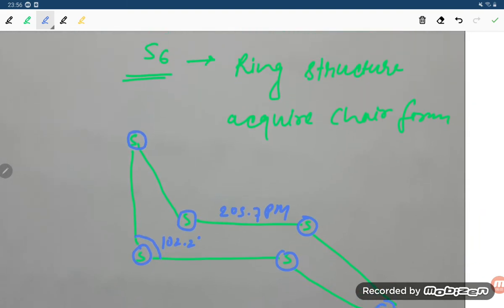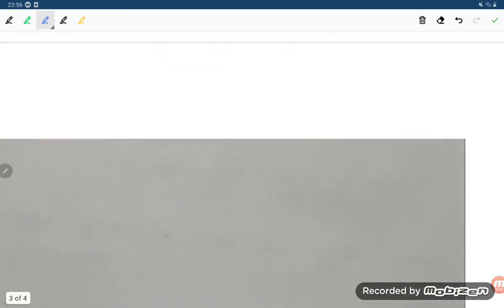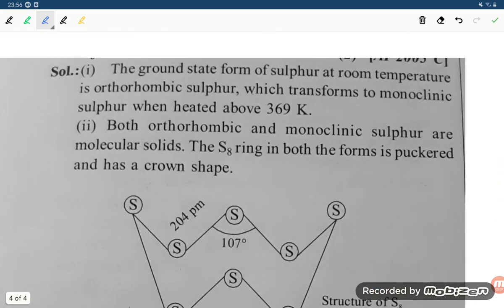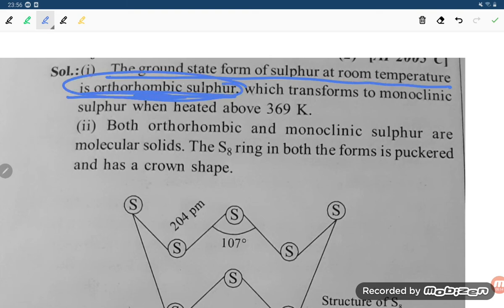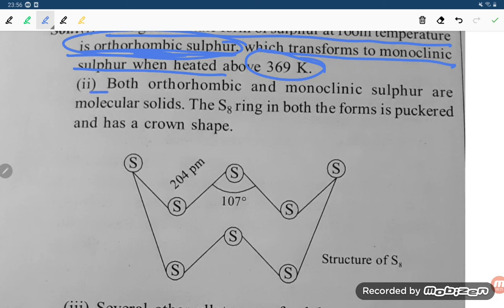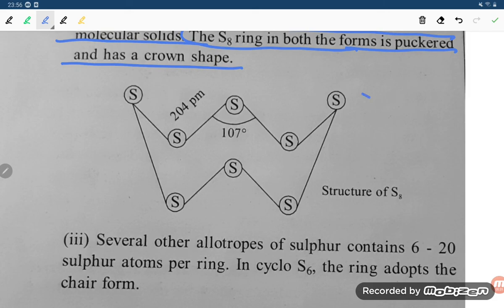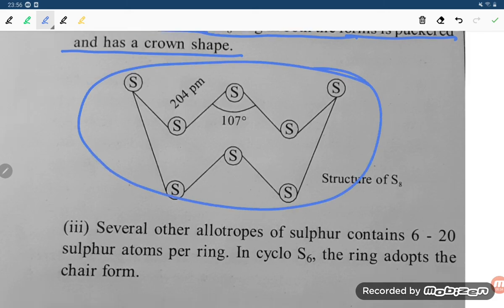Dear students, I hope it will be helpful to you. You can read out the slides also. The ground state form of sulfur at room temperature is orthorhombic sulfur, which transforms to monoclinic sulfur when heated to 369 Kelvin. Both orthorhombic and monoclinic sulfur are molecular solids, and the S8 ring in both forms is puckered and has a crown shape. So this is the crown shape of the S8 molecule.